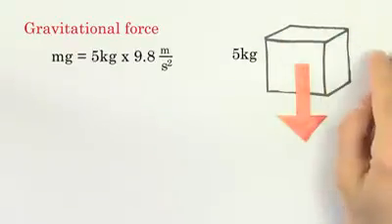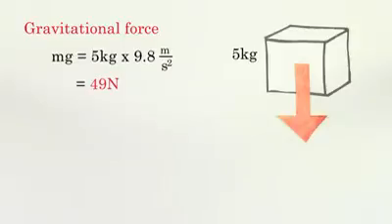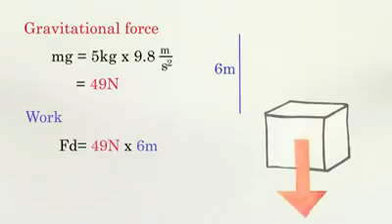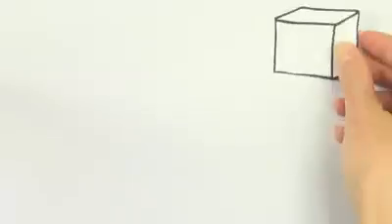For instance, the gravitational force on a 5 kilogram mass is 49 newtons. If the mass moves downwards by an amount of 6 meters, the work done by gravity is going to be 294 joules. Now let's start over.